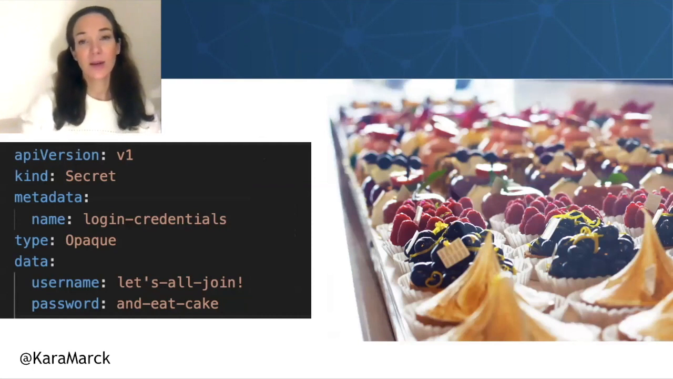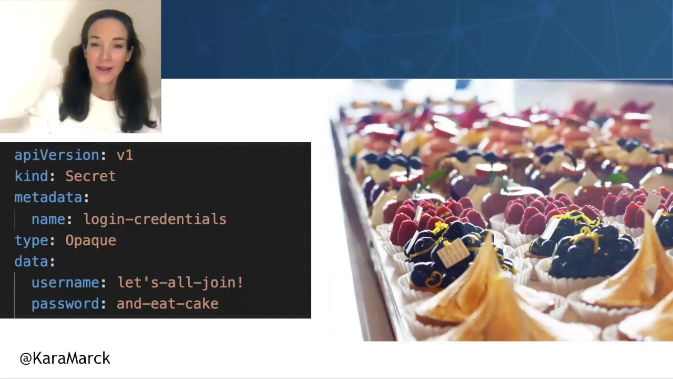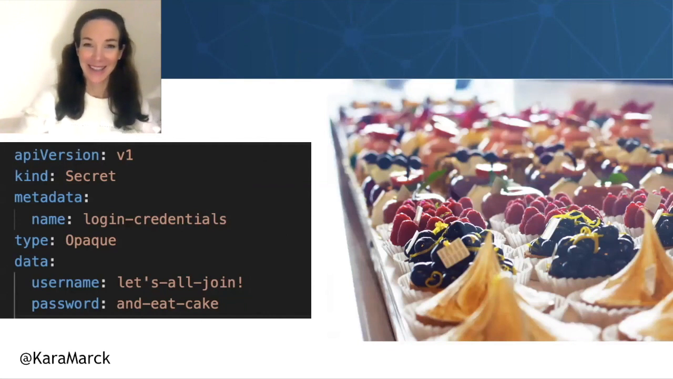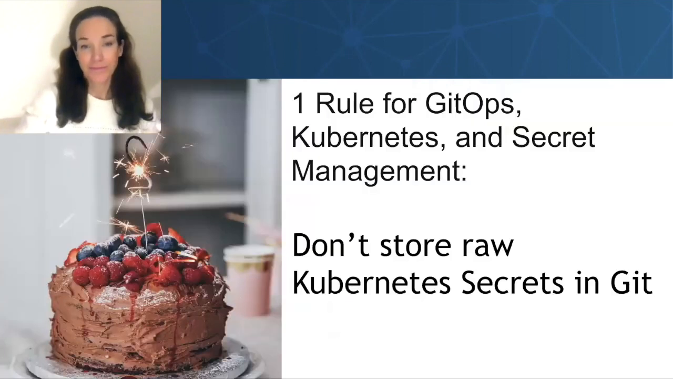And here we can see the secret data, which has been easily unencoded, reading username, that's all join, and password, and eat cake. GitOps practitioners may be very happy to store their configuration files in Git, but they are unwilling to store their sensitive data in Git due to security concerns. In fact, our one rule for GitOps, Kubernetes, and secret management is don't store raw Kubernetes secrets in Git.